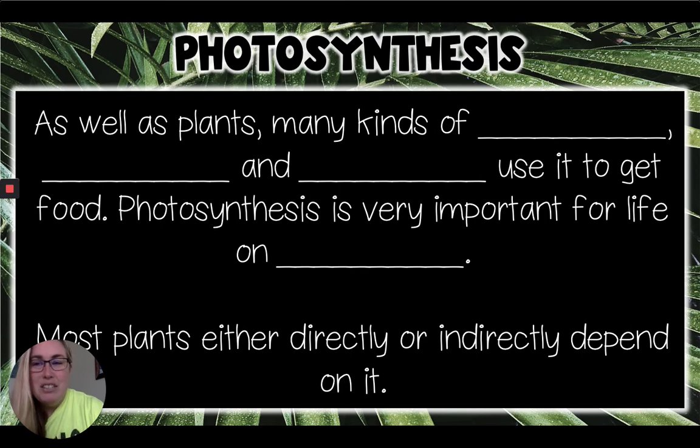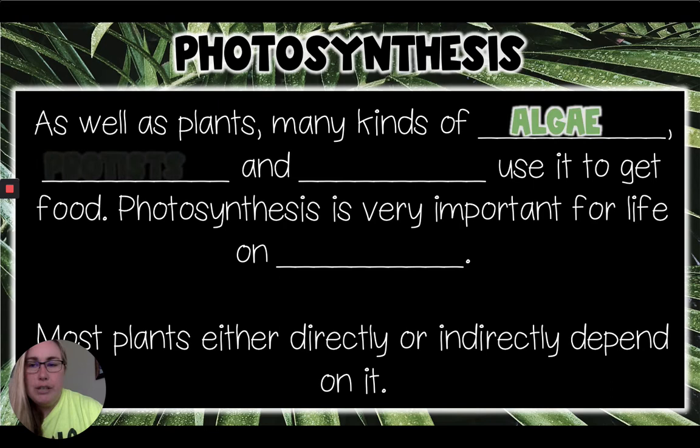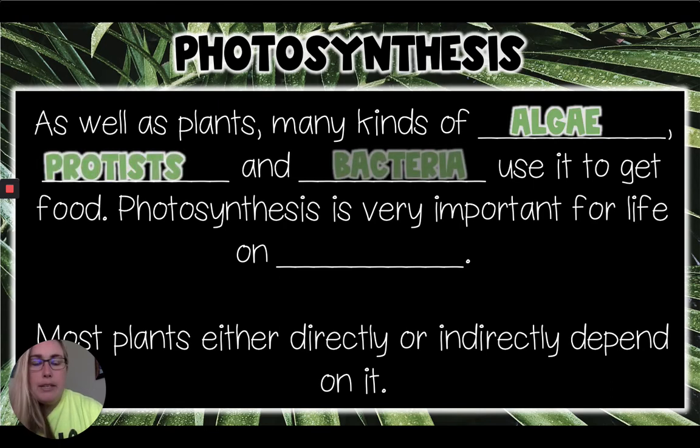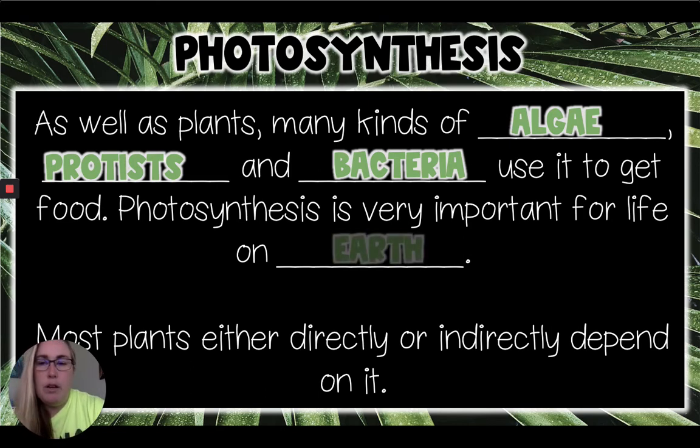All right, so as well as plants, many kinds of algae, protists, which are unicellular organisms, and bacteria use photosynthesis to get food. So a lot of times we just think about big trees or leafy plants or grass, things like that. But there are also other types of organisms that fall under this category of undergoing photosynthesis. It is very important for life on Earth.